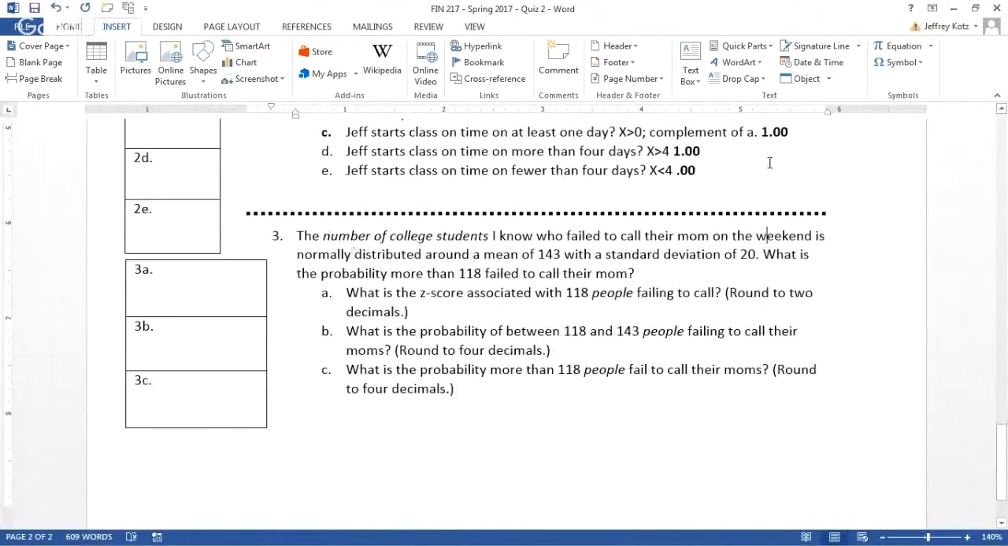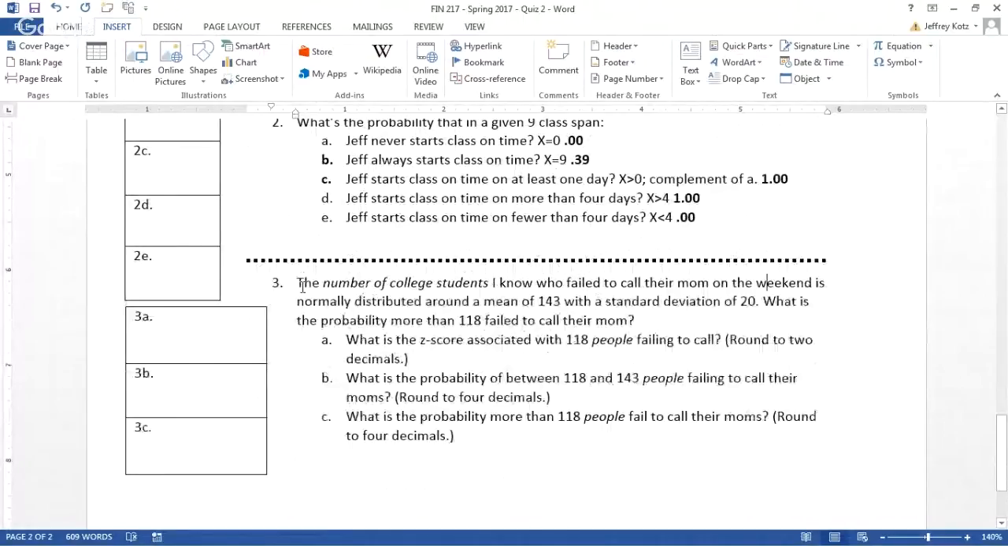And that's number 2. Number 3, the number of college students I know who failed to call their mom on the weekend is normally distributed around a mean of 143 with a standard deviation of 20. What's the probability that more than 118 failed to call their mom? So again, extracting essential information. First thing first, I know this is normally distributed. I know that mu is 143, and sigma is 20.